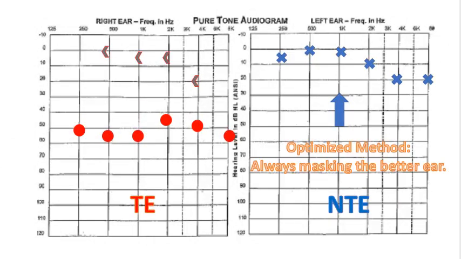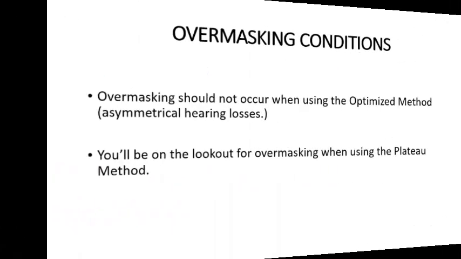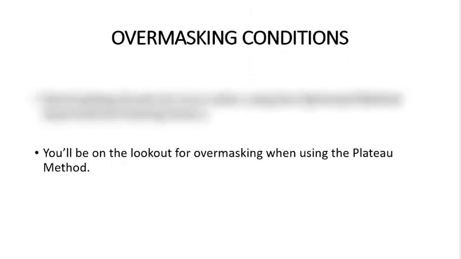So if you have a situation where you're using the optimized method either for air or bone conduction testing, that means the poor ear will be the test ear, and just by definition the optimized method will avoid overmasking. So really you'll be on the lookout for potential overmasking when using the plateau method.